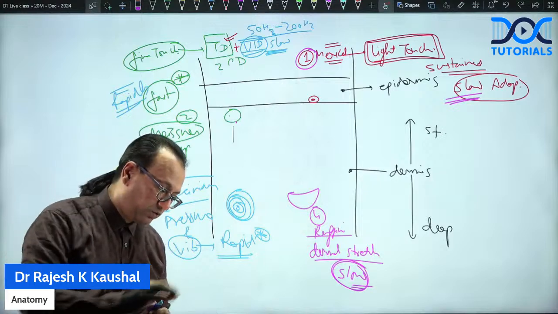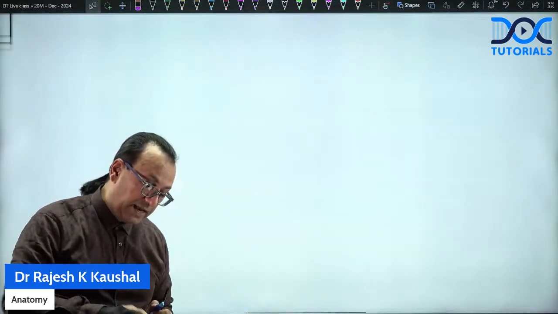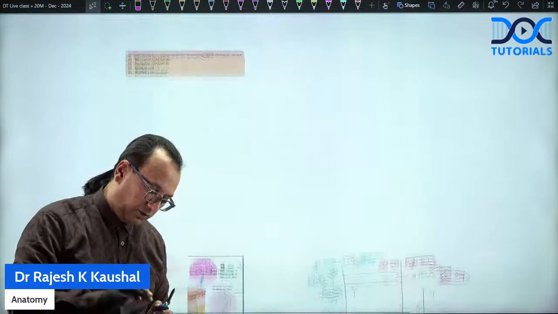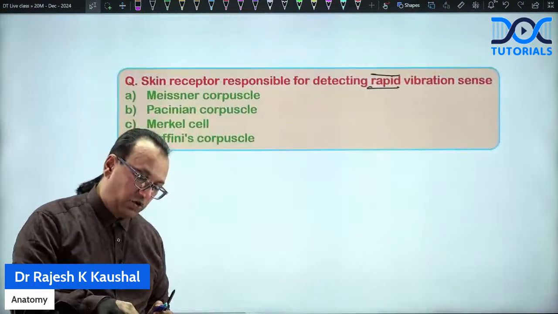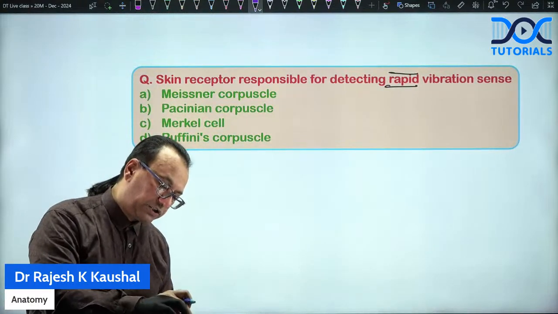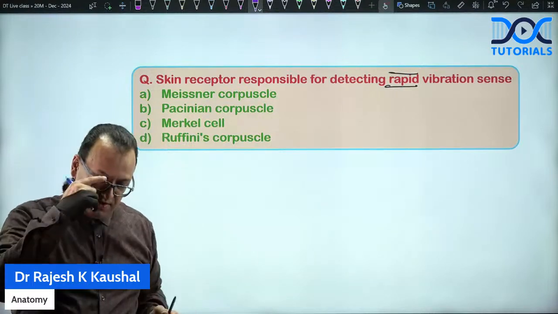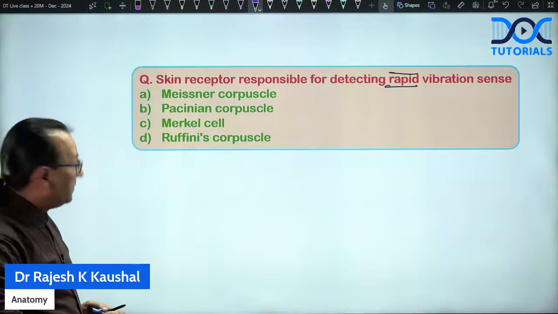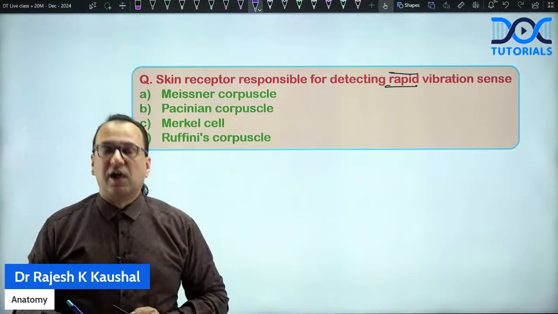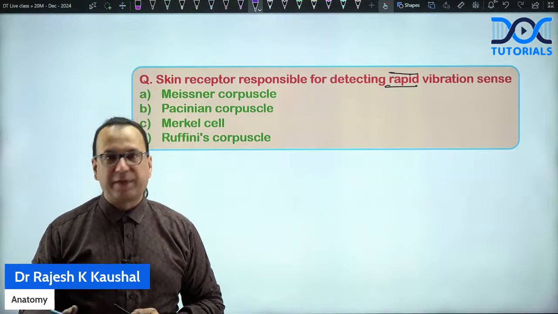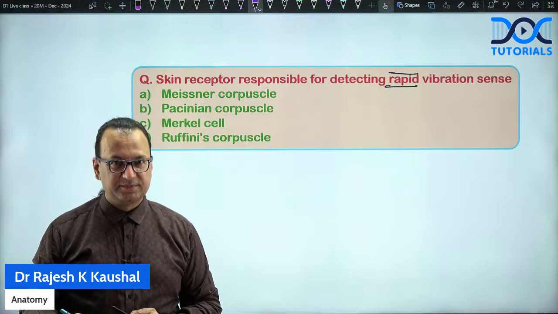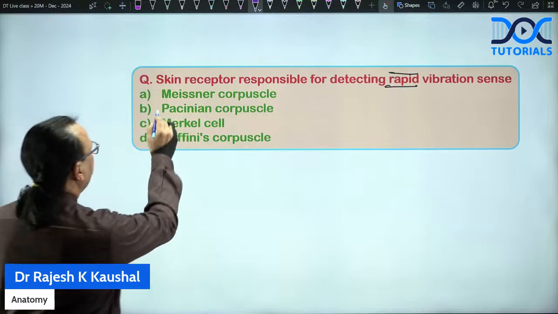Let us come back to our question now. As you are looking at the question, now you will be able to find your answer quickly. What do you think is the answer? Skin receptor, which is responsible for detecting rapid vibration. It will be a rapidly adapting receptor, but which one? Meissner or Pacinian? So it should be Pacinian corpuscle.